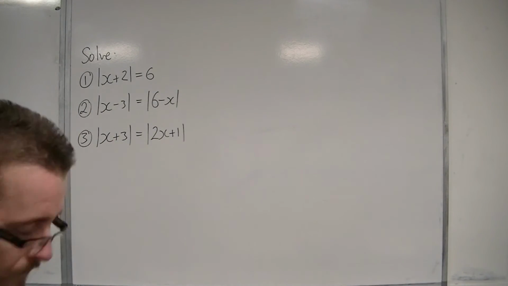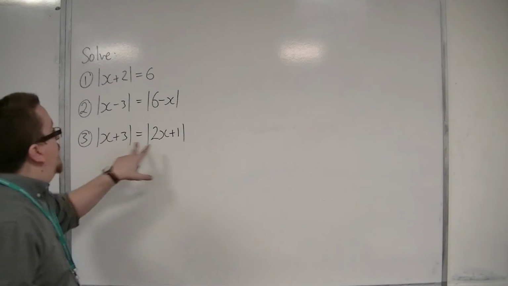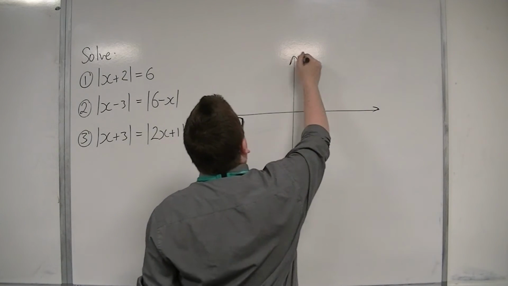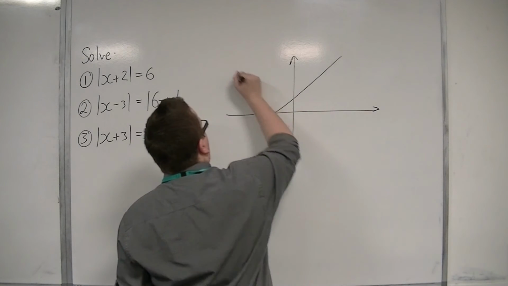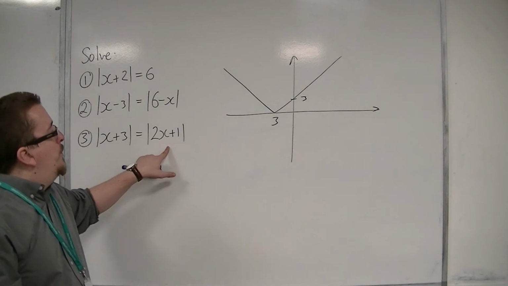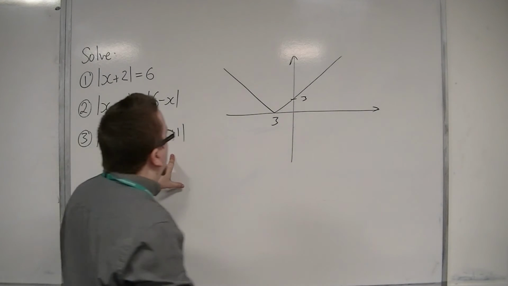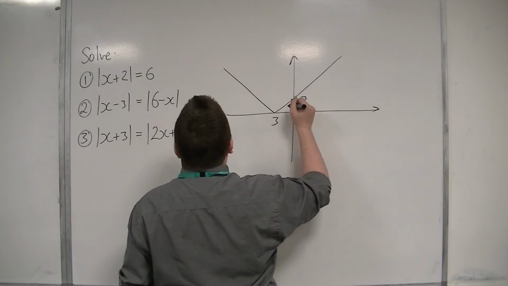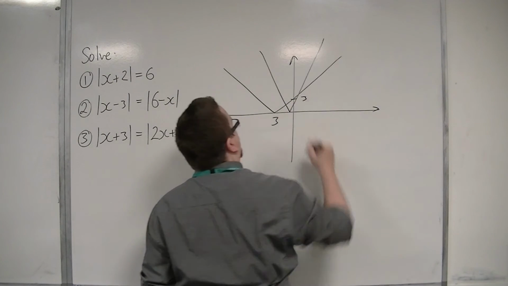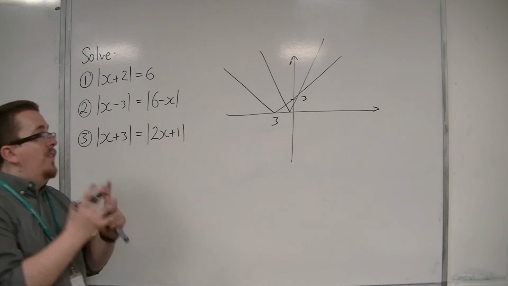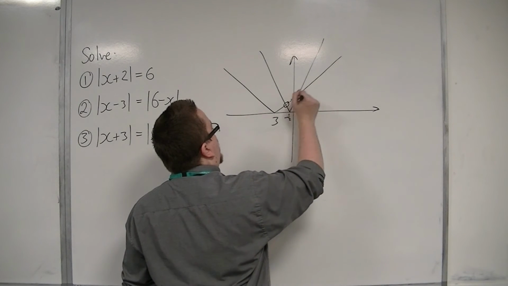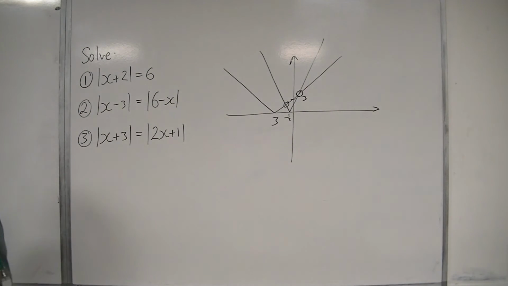And then number 3, we have modulus of x plus 3 is equal to modulus of 2x plus 1. So let's sketch these. So x plus 3 would look like this. That's the modulus of x plus 3. Then the modulus of 2x plus 1 would be something like that, because of that 2x, you're going to have a steeper gradient. So that's the point minus a half. And so we can see that there are two intersection points that we need to find.